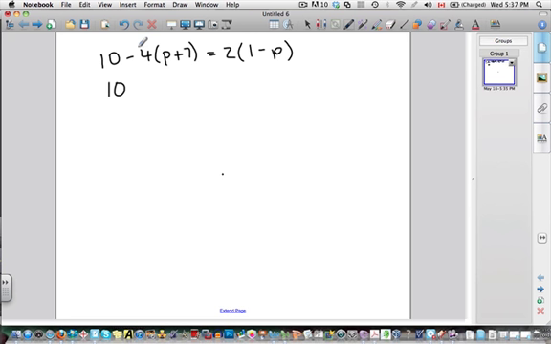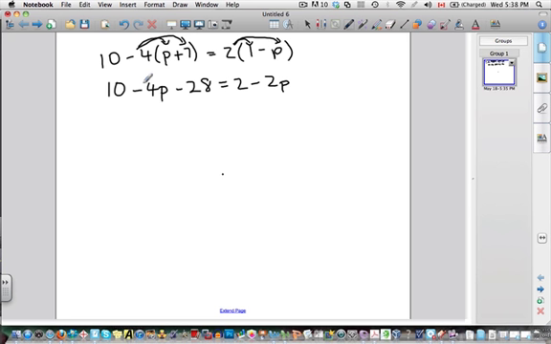Now we have negative 4 times p, which is negative 4p. We also have negative 4 times 7, which is negative 28. I write my equal sign. Now I'm going to simplify the right side. 2 times 1 is 2, and 2 times negative p is negative 2p. Now I haven't started collecting terms yet. I'm just going to wait until I've simplified the brackets.